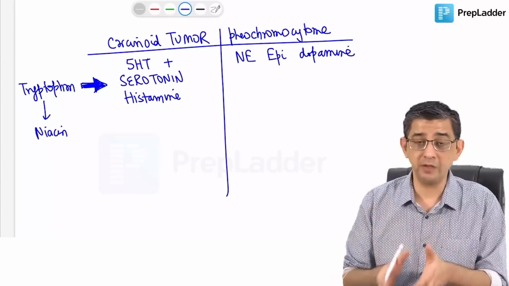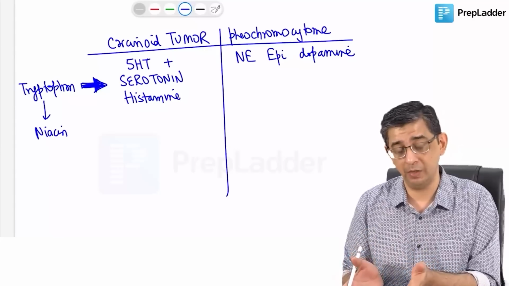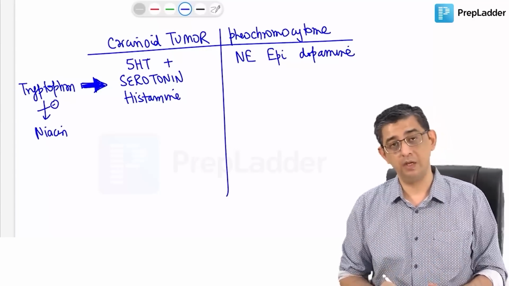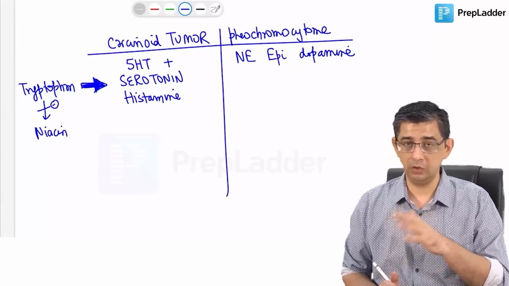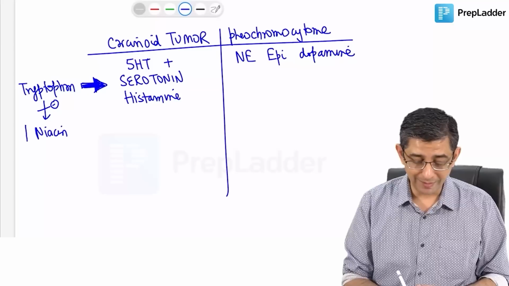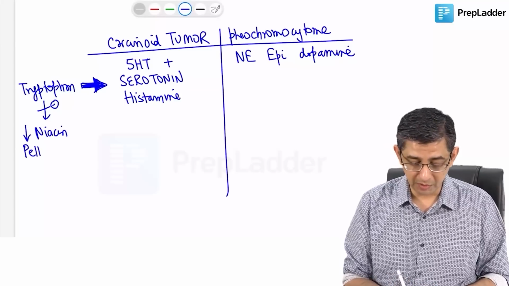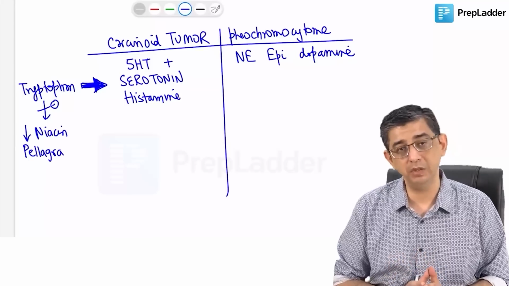So if you waste tryptophan in the synthesis of something which is not required in such a substantial amount, then the availability for niacin synthesis will become lesser. You see, tryptophan produces niacin and 5-HT derivatives in you and me, not a problem. Here there is a wastage. So the availability for niacin synthesis will be lesser, and this will contribute to the development of pellagra as a manifestation in the person.